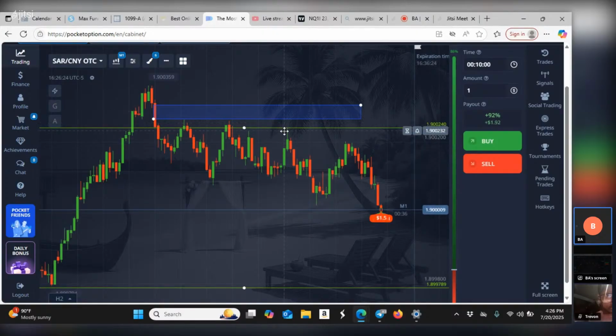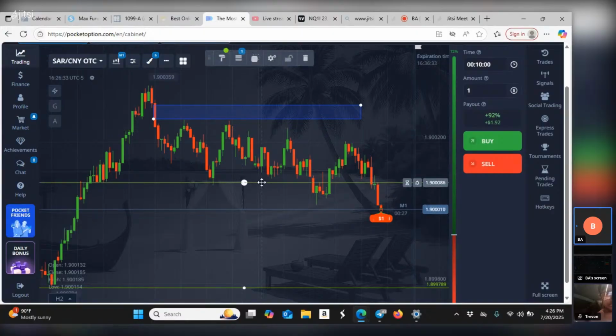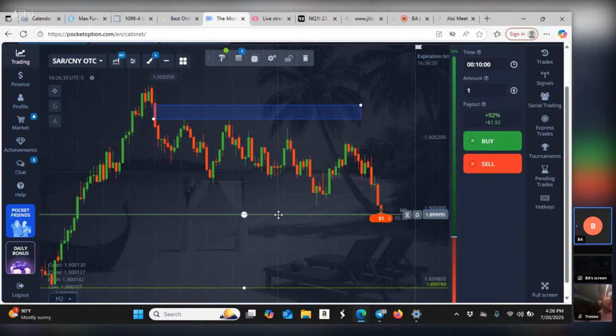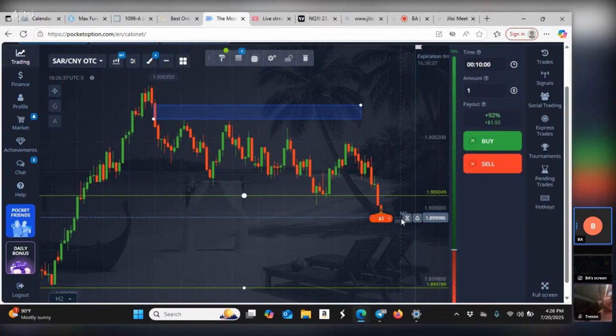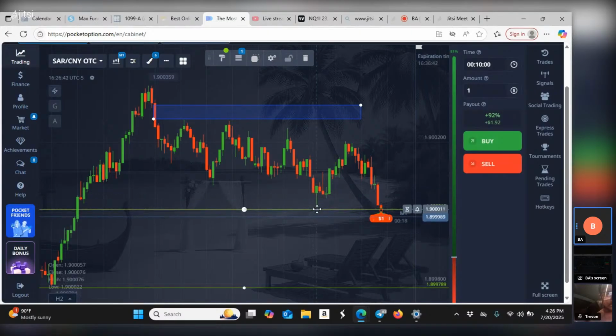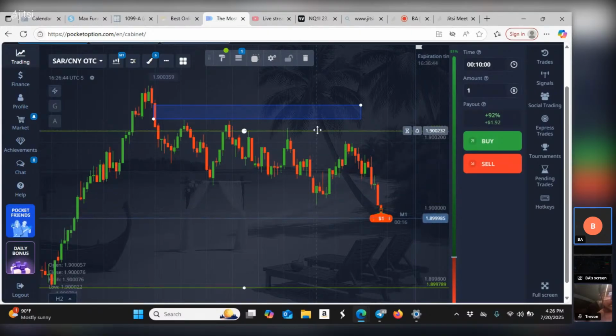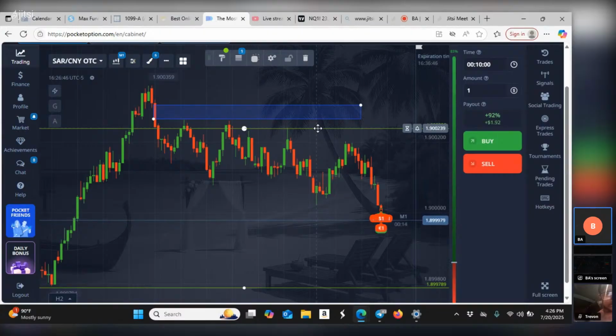You want to sell on the high end of it. Once you think this build up is done, you want to sell on the high end of it, not way down here where price is currently at. Because you see where it says M1 right here? It's at a little 1 minute discount. If you're selling way down here, you kind of missed the move. You want to sell high or you want to buy low. You see what I'm saying?